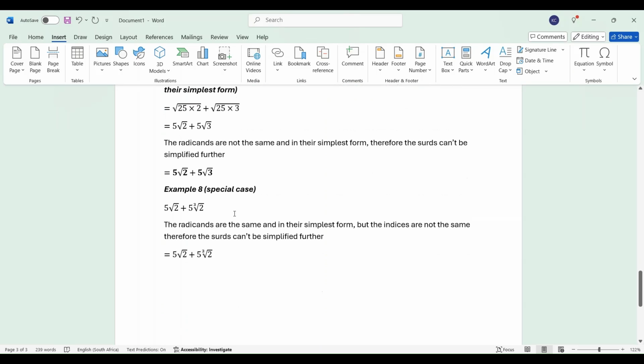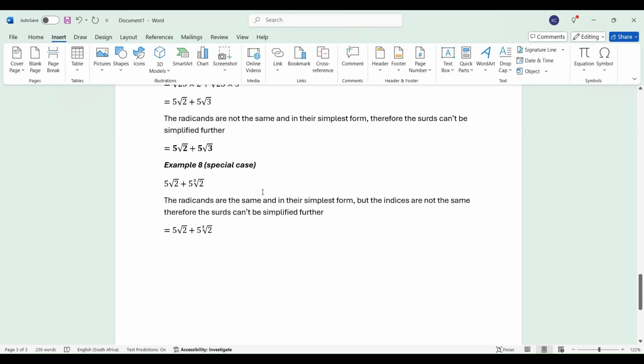Then we have the last example here, which we call a special case. If we check, we have 5 times square root of 2 plus 5 times the cube root of 2. Here the radicands are the same, because the radicands we are referring to is the number under the root sign. They are the same and in their simplest form, but the indices are not the same. Here is cube root, here is square root. Therefore, this cannot be simplified further.